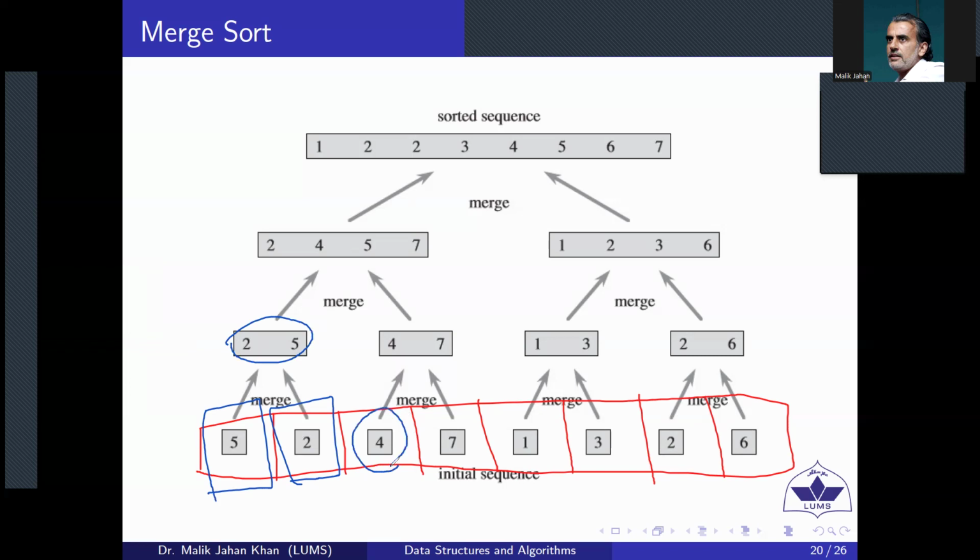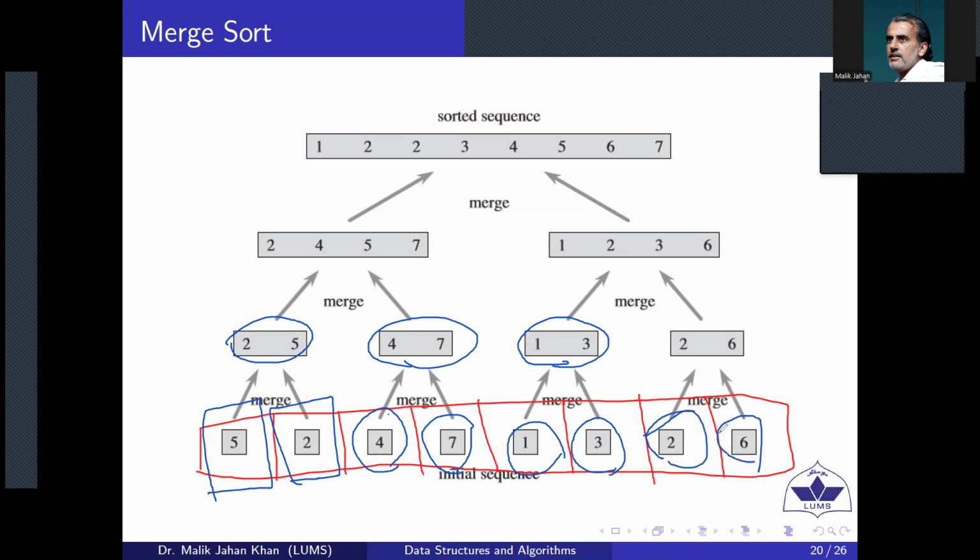Then we call the merge procedure once more over here, and we get this sorted sequence. Same way, we call the merge procedure on these 2 inputs, and we get this sorted sequence. We'll call it over here, and the last element, and we get this sorted sequence.